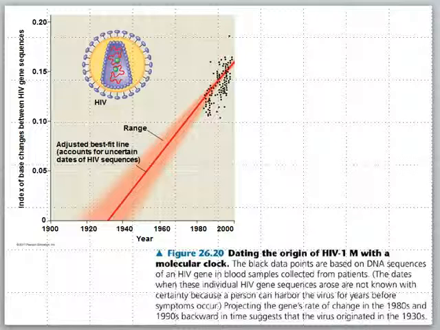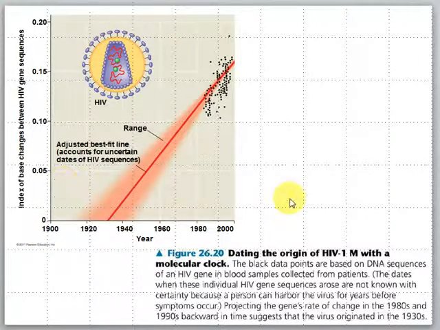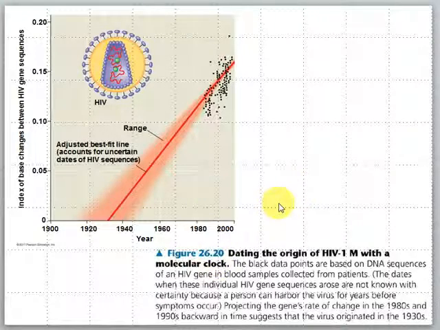So here is a good graph that shows what they're talking about. This is figure 26.2. The black dots you see here are data points based on the DNA sequence and the changes of the DNA sequence over time. We have this information from the mid-80s on up through the 2000s, and looking at the rate of change in that time frame, if we extrapolate backwards, you can see the red line, and then you can see the range.